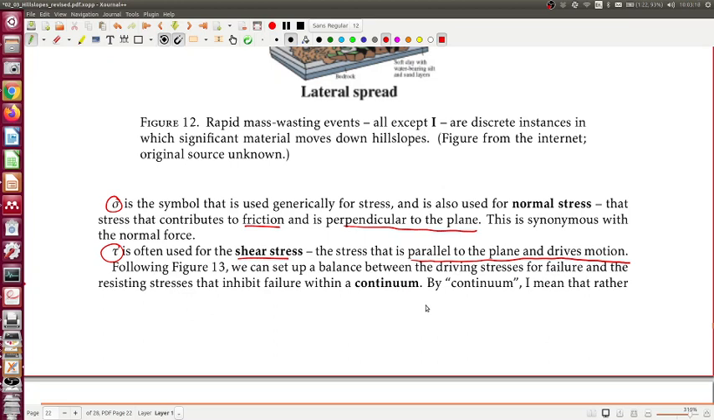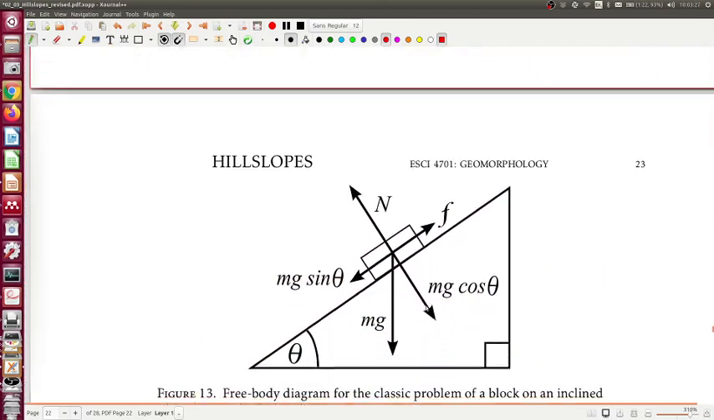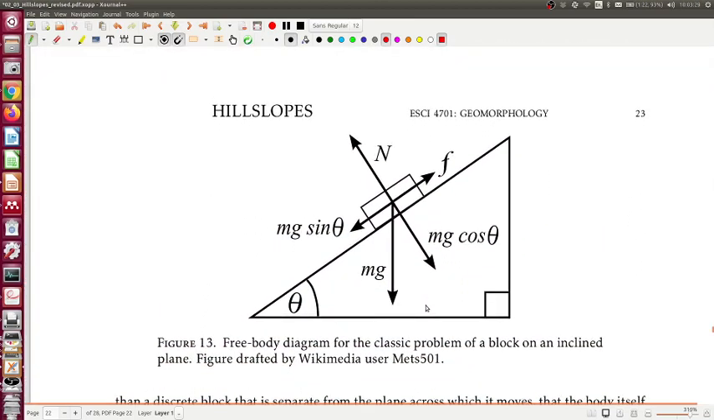So what I want to do is go through how we set up an equation to understand failure within a continuum. To do so, I'm going to go back to introductory physics and show you this free body diagram. And then after this, we're going to go into how we translate this into stresses. So first off, what we're doing here is we can think of this more like one of these translational failures.